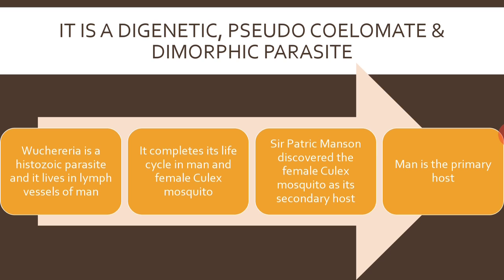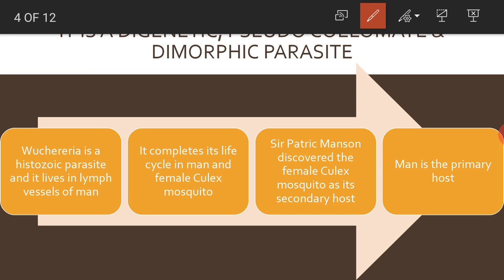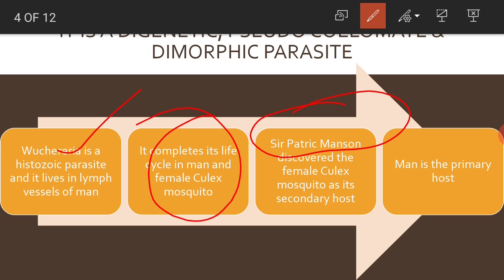Wuchereria is a histozoic parasite and it lives in lymph vessels of man. It completes its life cycle in man and a female Culex mosquito. Sir Patrick Manson discovered the female Culex mosquito as the secondary host of this Wuchereria bancrofti. And man is the primary host because the sexual life cycle and copulatory cycle of Wuchereria bancrofti occurs within the lymphatic circulation of human being.